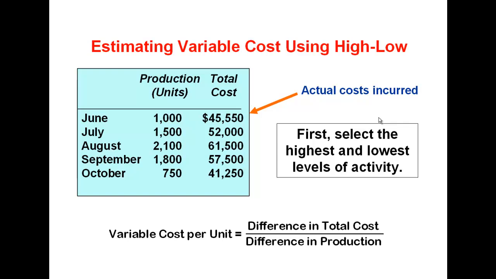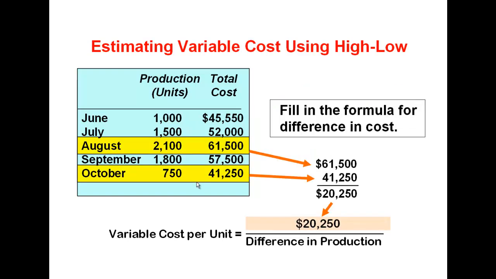With this method, we're going to have some information about what our production levels are and what the total cost was. So we can look at these actual costs incurred and gather some of this information together. We take the highest point, which looks like 21,000, and the lowest point is at 7,500.